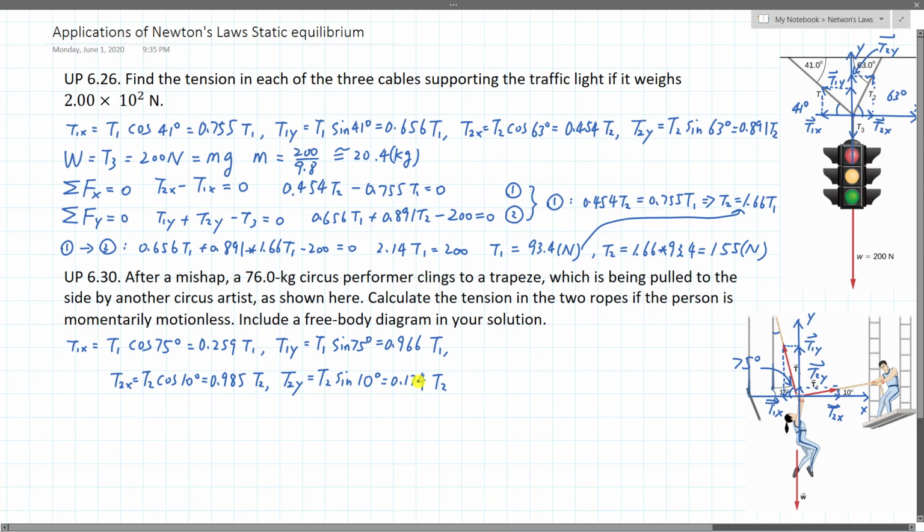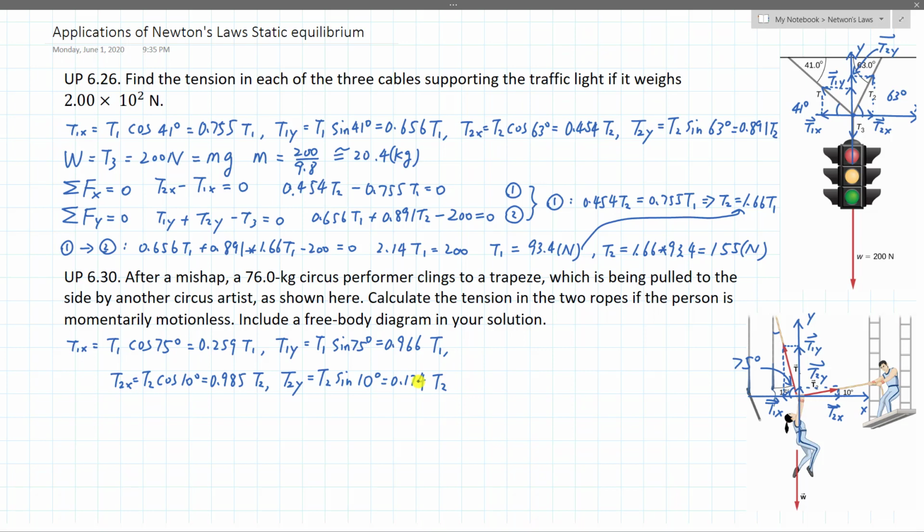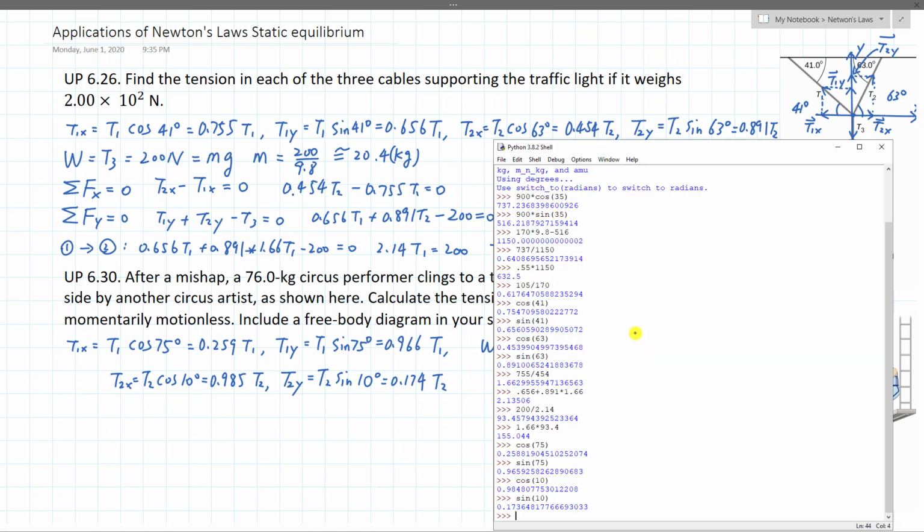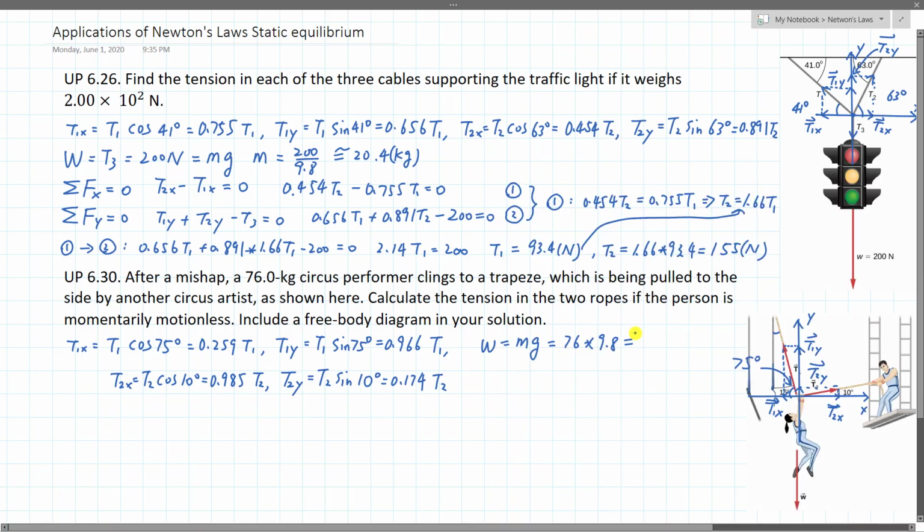Okay. So now we have the components, and what else do we need? We need a weight, right? So let's calculate on the right side. The weight is mass times gravity, and this time we're given the mass is 76 kilograms times 9.8. This should give us close to 760. So let's use a calculator. 76 times 9.8, 745. So downward force is 745 newtons. Well, not tension, just the weight.